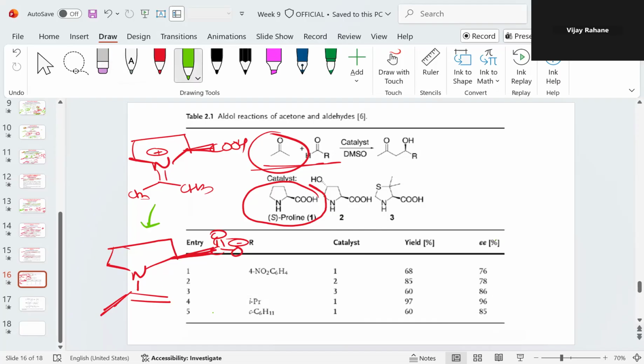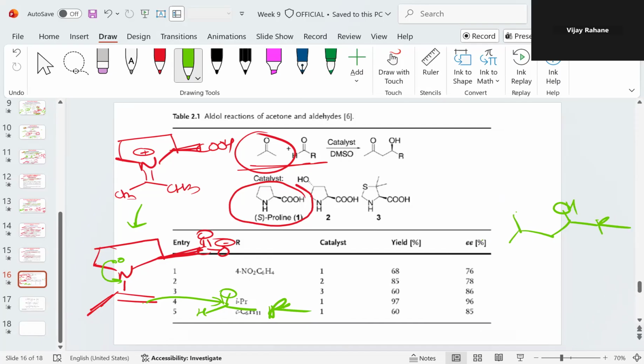Once this enamine forms, when you treat this with the aldehyde, let's say this is the aldehyde, the lone pair on this one goes here. The attack takes place on this carbonyl center, and we are getting the product. So I will write down the product. So this is the product we get.